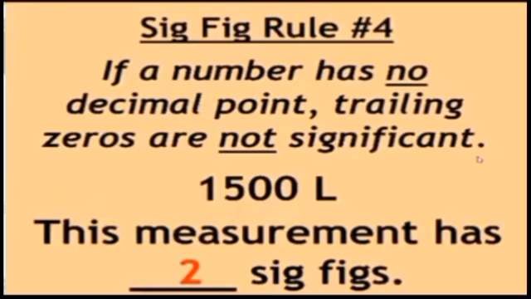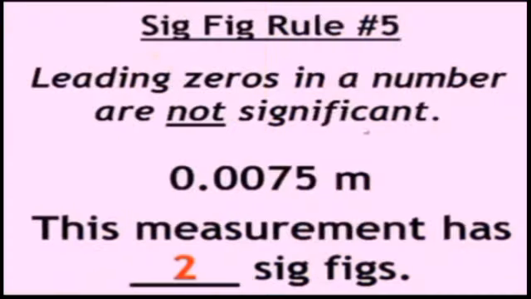The last rule is rule number 5. Rule number 5 says leading zeros in a number are not significant. Leading zeros, whether there is a decimal or no decimal, any zero that comes before and leads a number, all the zeros leading the number, are not significant. And in this measurement, we have just two significant figures, which are your 7 and your 5.